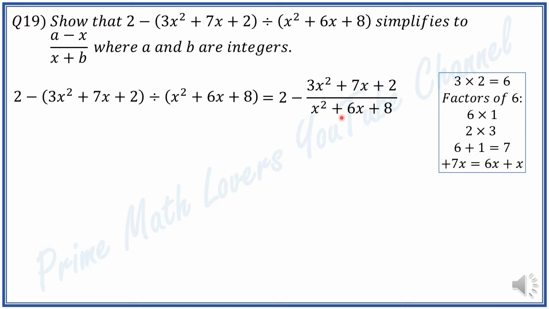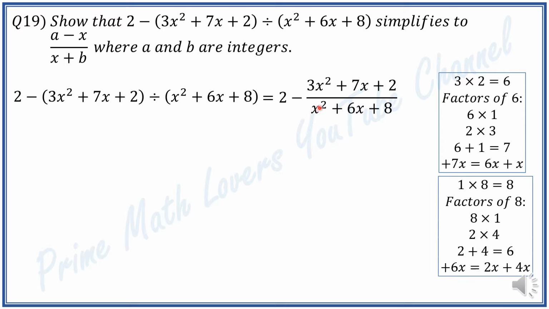Now we do the same thing for the denominator. We multiply the coefficient of x squared with the constant term, which is 8. 1 times 8 is equal to 8. Factors of 8 are 8 times 1 and 2 times 4. Again, we need to find two numbers that add together to give the coefficient of x, which is positive 6. 2 and 4 are these numbers. So 6x can be written as 2x plus 4x.